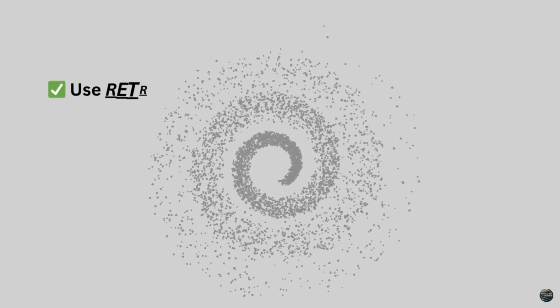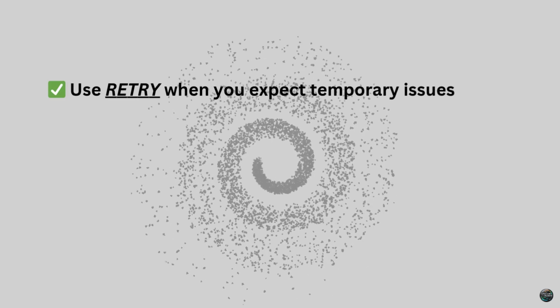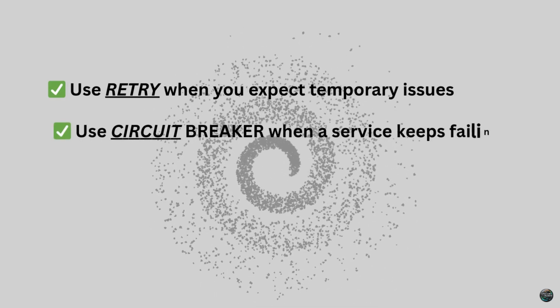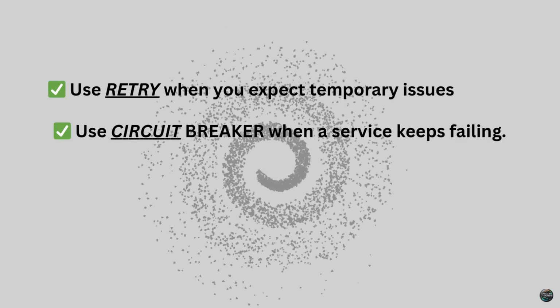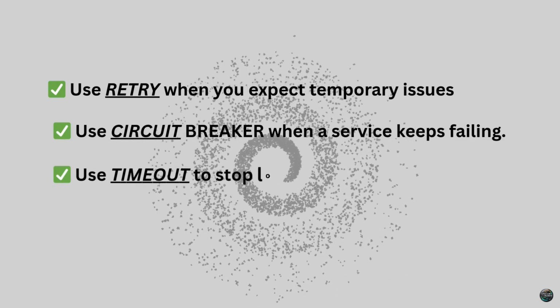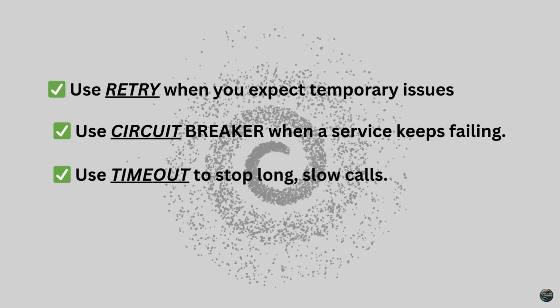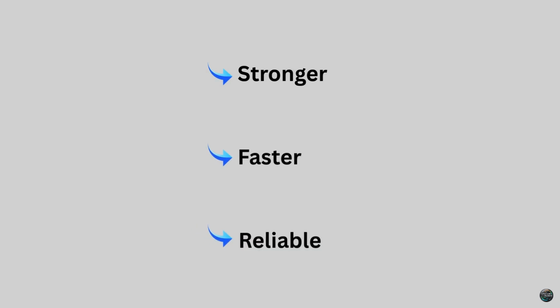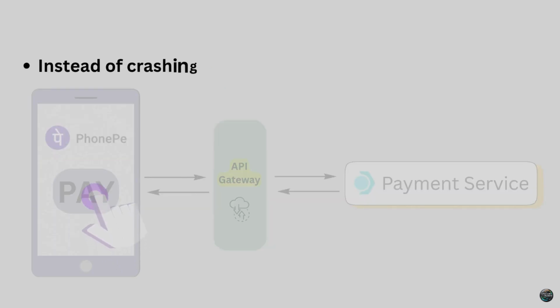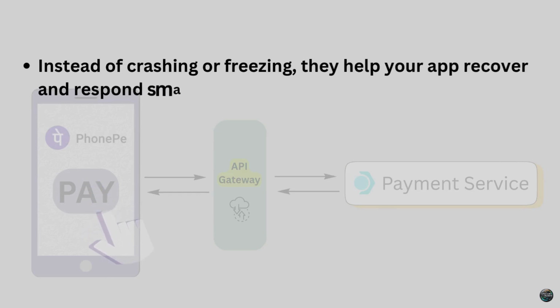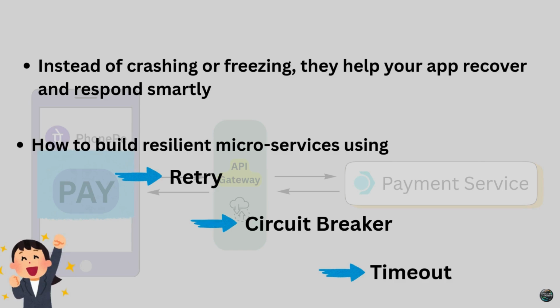So, let's quickly review. Use retry when you expect temporary issues. Use circuit breaker when a service keeps failing. And use timeout to stop long, slow calls. These 3 patterns make your microservices stronger, faster, and more reliable. Instead of crashing or freezing, they help your app recover and respond smartly. That's it. You have just learned how to build resilient microservices using retry, circuit breaker, and timeout.